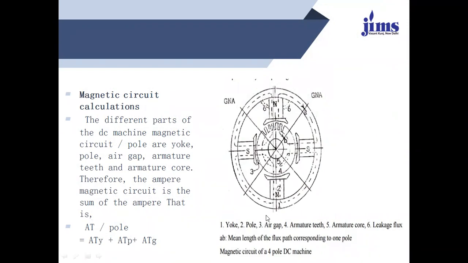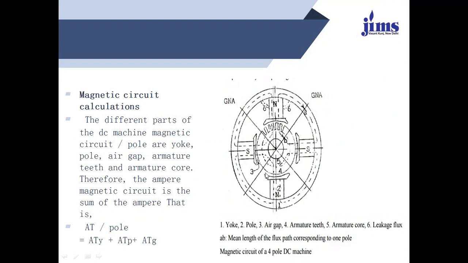Number one is the yoke. Yoke is the outer part of the machine. Two is the number of poles. P is indicated for this. There are two poles, N and S, north and south, north and south. So it will be a four pole machine.